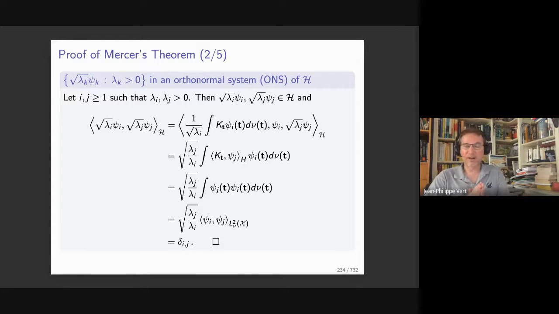And because the psi are eigenfunctions of the operator L_K, they are orthogonal to each other. So this is equal to zero if i is different from j. And if i is equal to j, then the inner product in L2 is equal to 1. And the square root of lambda j divided by lambda i is equal to 1 because lambda i equals lambda j when i equals j. And therefore, we get that the inner product in capital H is exactly equal to Dirac delta ij, meaning that the functions form an orthonormal system.